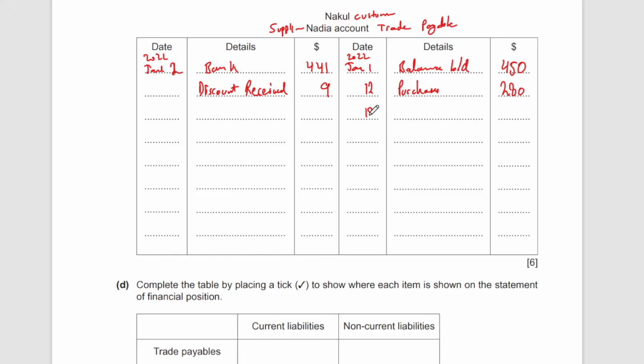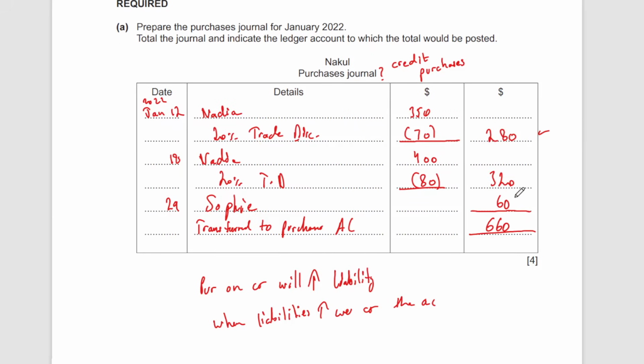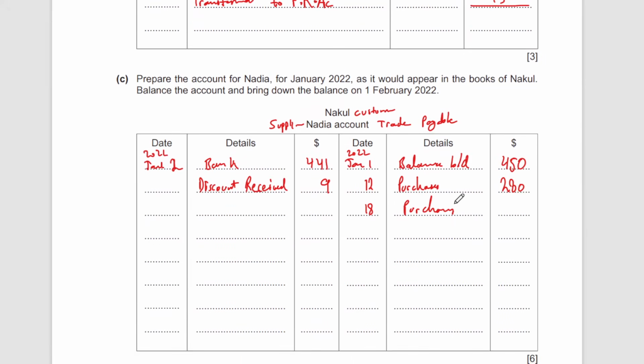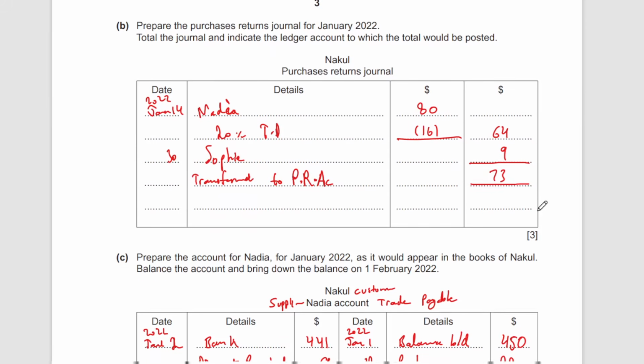There was another purchase later on of, if you notice, I'm taking the final amounts. I'm not taking 350 and 400. I'm taking the 280 and 320. Okay. All right. What else happened with Nadia?